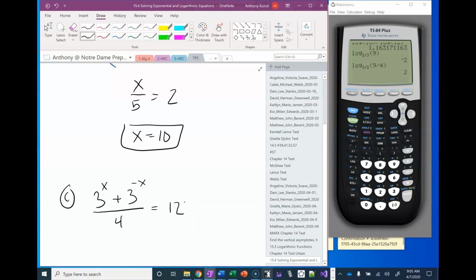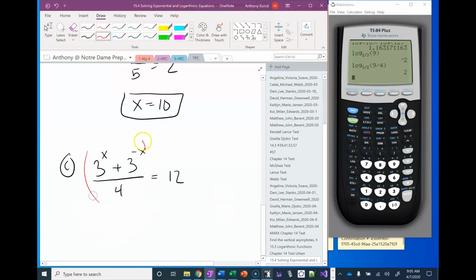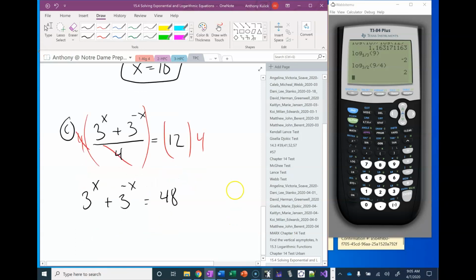So here I notice that I have exponentials in more than one location. So this is going to become a little bit more complicated. So the first step, however, is going to be to get rid of this dividing by 4. To do that, I'm just going to multiply both sides of this equation by 4. So here the 4's will cancel out, leaving me with 3 to the x plus 3 to the negative x is equal to 48.